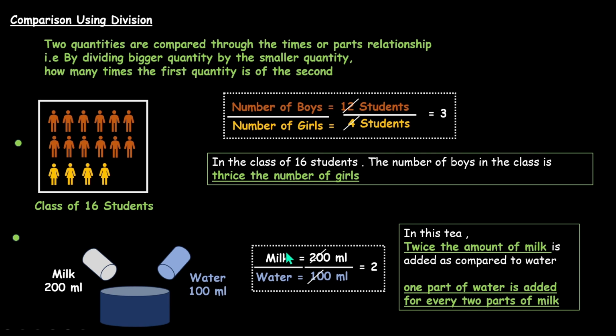Or I can also write that for 1 part of water, I'm adding 2 parts of milk. So that is where the parts relationship comes in. And when I'm saying that it is twice the amount of milk, that is the times relationship coming in. So those are 2 ways of comparing different quantities. One we saw was comparison using subtraction, and this was the other one, comparison using division.